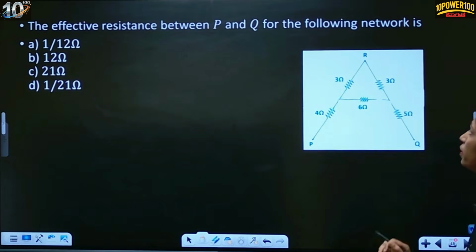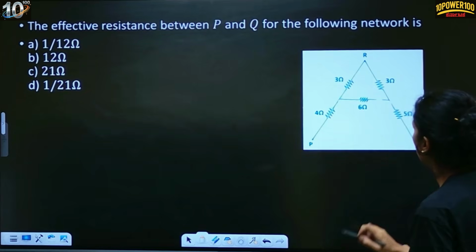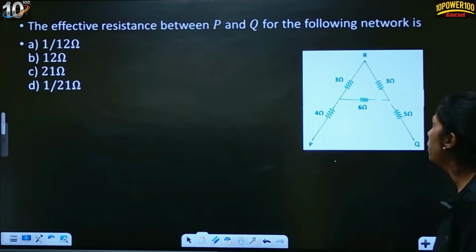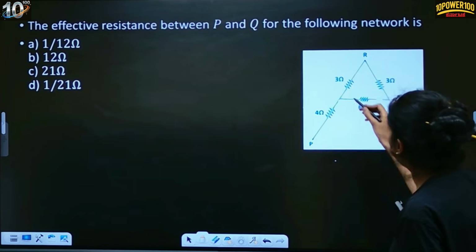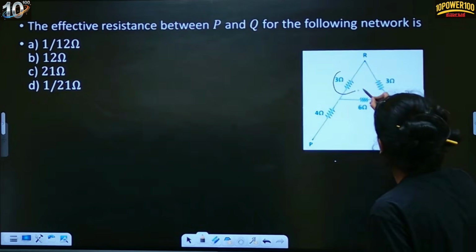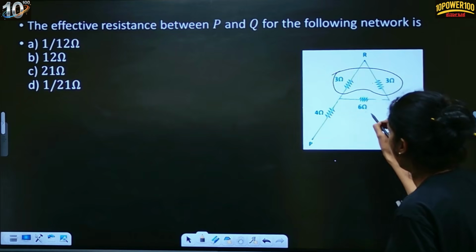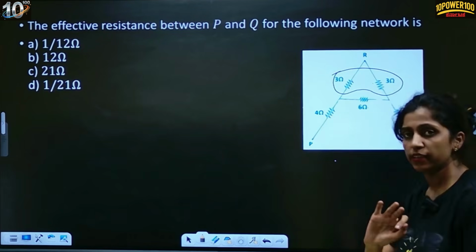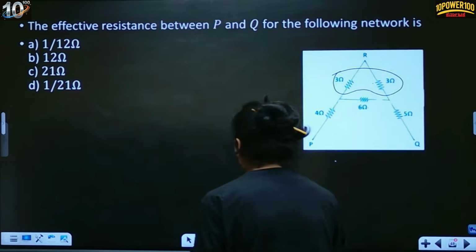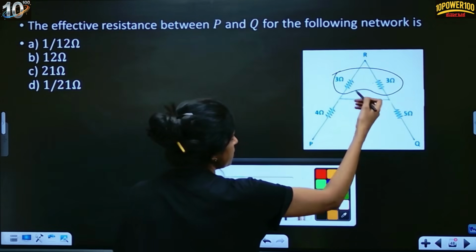Next, what's the effective resistance between P and Q? Here is P and this is Q. So what's the effective resistance between P and Q, they're asking. What you can do here is take this complete thing as in series, and that will be in parallel with this, and then the complete three will be in series, guys. So now let's find out.